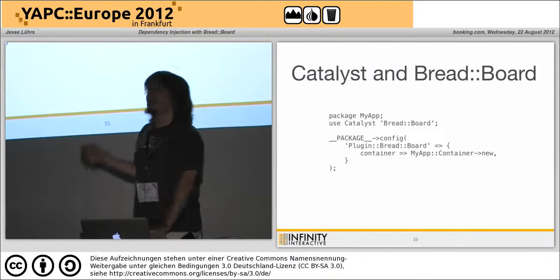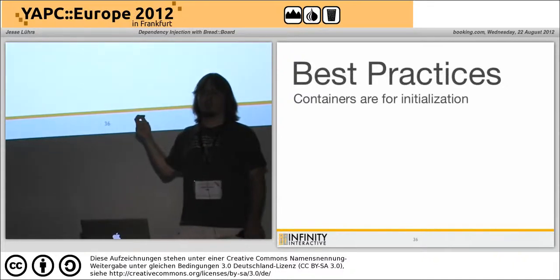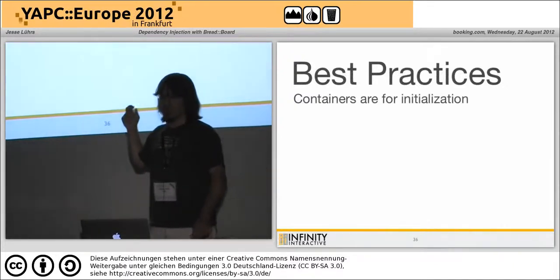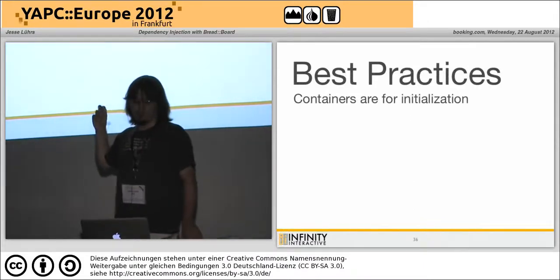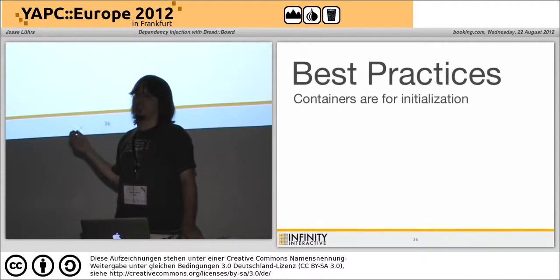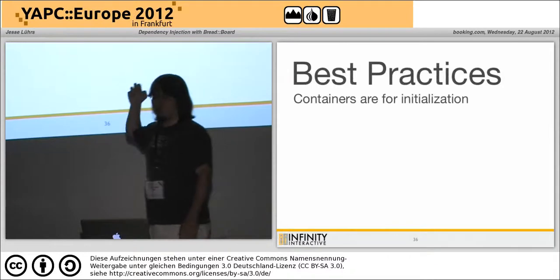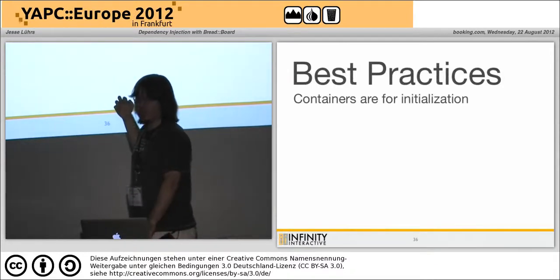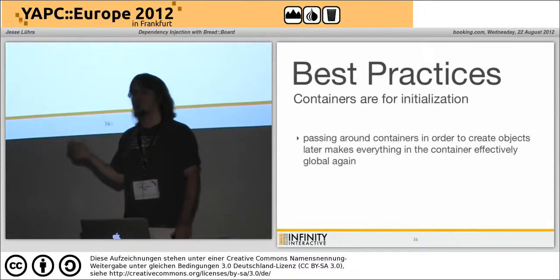So now that we've got an idea of how BreadBoard works, I want to go into some best practices for how you use it. One of the most important things, and one of the things that people get confused about a lot, is that the BreadBoard containers, the dependency injection in general, is for application initialization. That's what it's for. A lot of people will see that they're creating a lot of other kinds of objects at runtime, and they might want to try and use BreadBoard to create those kinds of objects too.